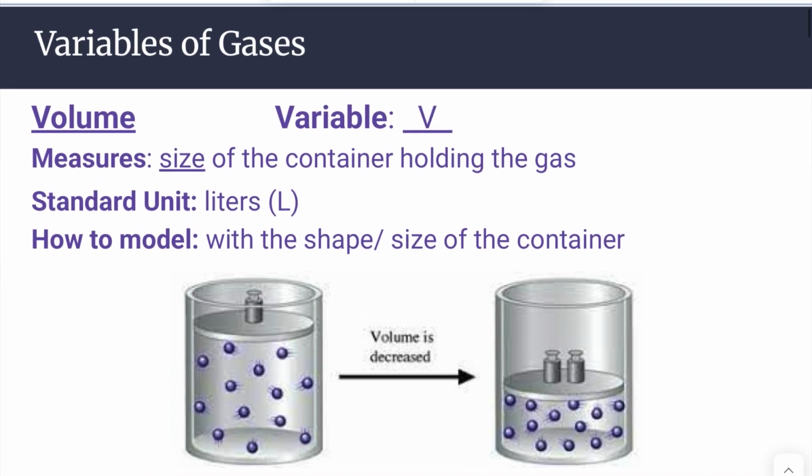Our next variable is volume. And so because gases can fit the size of their container, volume, we use a capital V as the variable abbreviation, measures the size of the container holding the gas. Because if you have a large container, those gas molecules are going to spread out and fill that container. If you have a small container, then those gas molecules are only going to be able to go in that area. And so we are going to model that with the shape or size of a container. How we actually measure that, the unit we use to measure it would be liters.